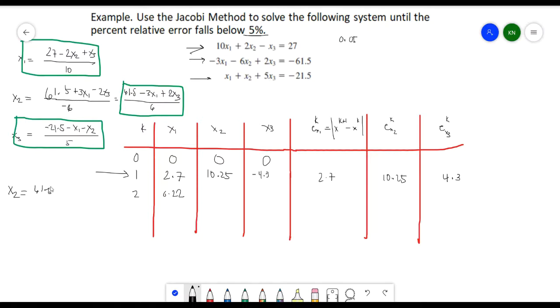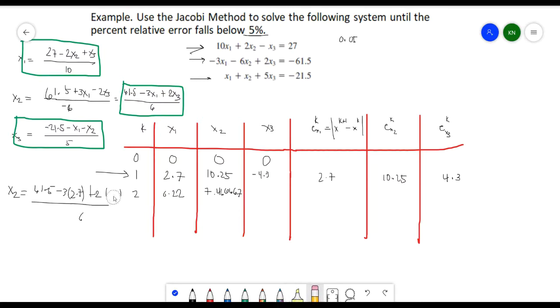So following the same process, we have the x sub 2 now, which is 61.5 minus 3 times x sub 1. Again, this is not the latest value that we will use. It is the value in the first row, or iteration 1, which is 2.7. And plus 2 x sub 3, which is negative 4.3. That is divided by 6. So that is equivalent to 7.46667. So basically, you should write 6 decimal places.